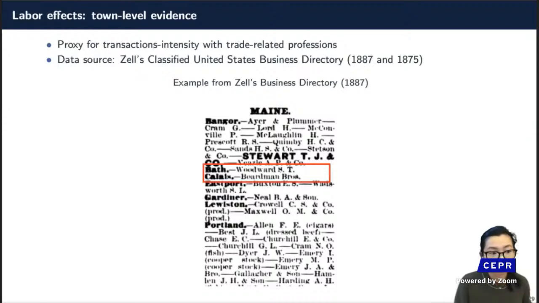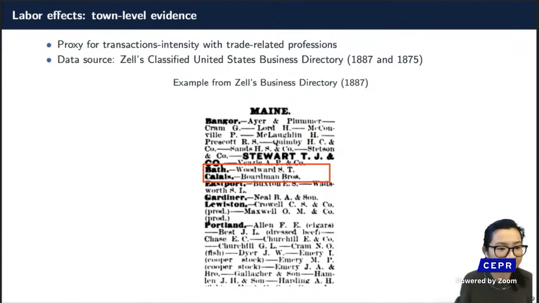We then look at the labor market effects. Here we turn to different business directories that list the companies operating in each town. We were able to find a directory for the post-period of the late 1880s, compared to a pre-period of the 1870s.